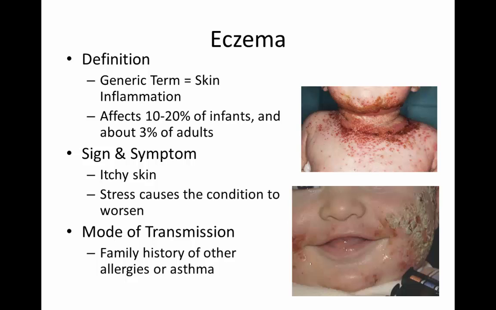Eczema is a generic term for a skin inflammation. It affects 10 to 20% of infants and about 3% of adults. Most infants outgrow this condition into adulthood. Signs and symptoms include itchy skin. Stress tends to cause the condition to worsen. Modes of transmission include family history and other allergies or asthma.